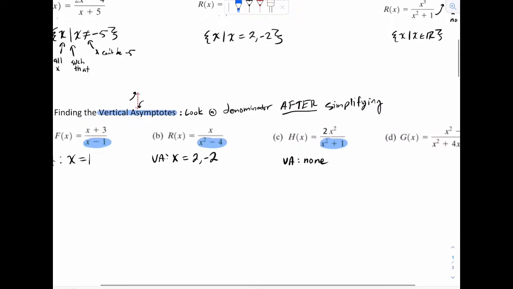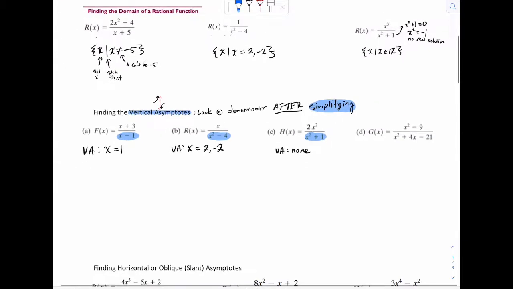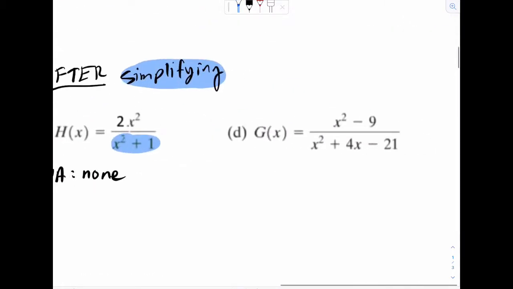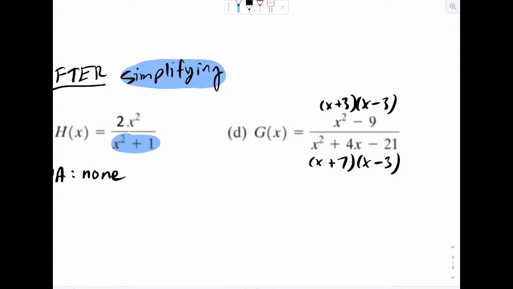So at this point, it's looking like it's pretty similar to domain. However, it's not the same. The key is right here. You must simplify the function first. So if I look at D, a little more complex, I can see that this is factorable. The top is x plus 3 over x minus 3. And the bottom is x plus 7, x minus 3.